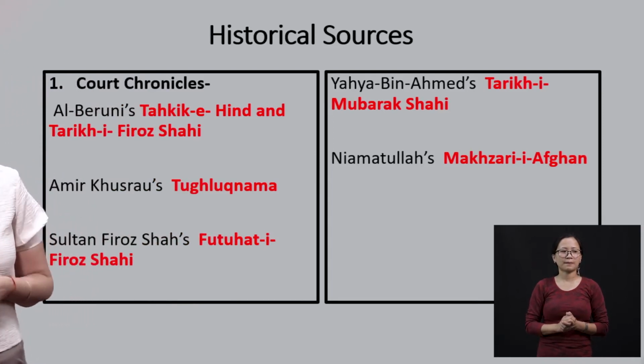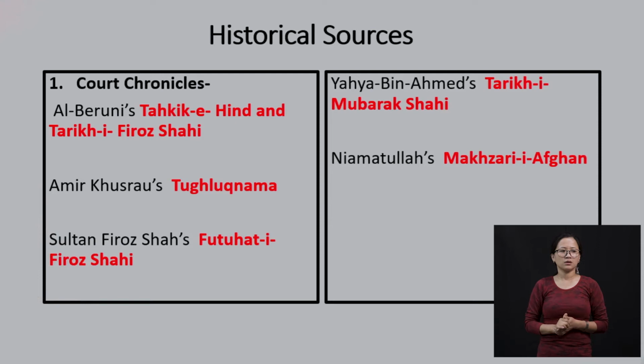The famous one is Al-Baruni's Tarikh-e-Firoz-Shahi. So he wrote about Firoz Shah. Then there was Amir Khusro. Amir Khusro was a very, very famous poet also. He has written Tughlaqnama.